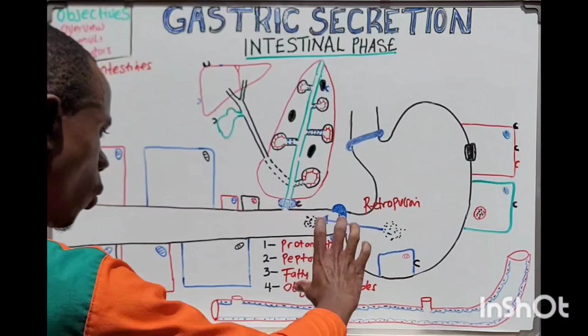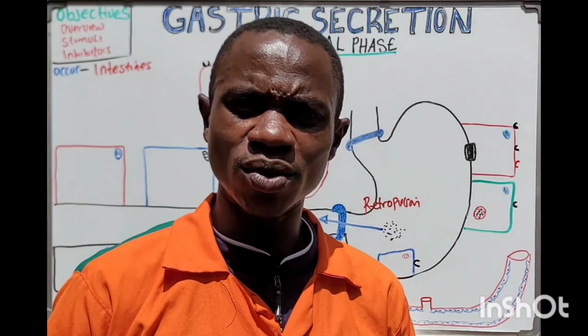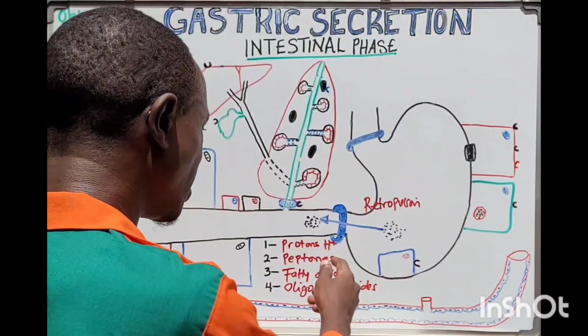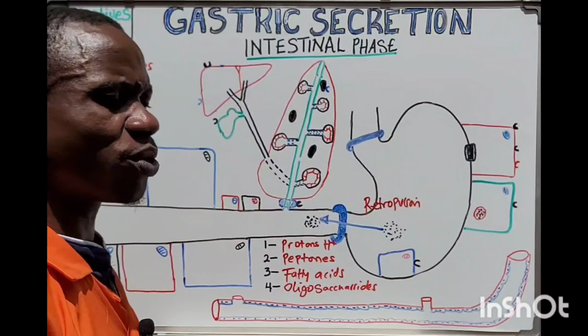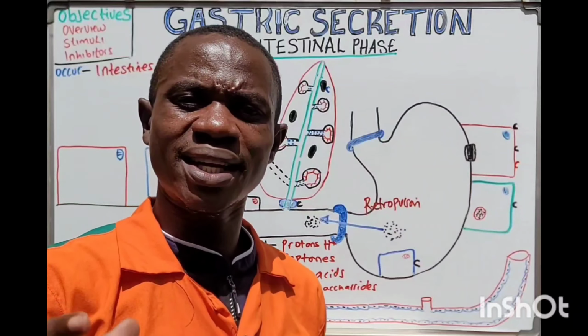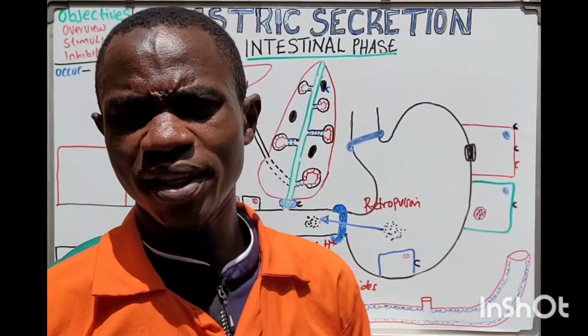Now, within the mucosa of the duodenum, we're going to be having a couple of different cells, and these cells are going to be super sensitive to these different chemicals or molecules that have come along with what we call the chyme. And it will stimulate different cells, which will lead into the gastric secretions, and some of which will lead into what we call inhibition of the gastric secretions.